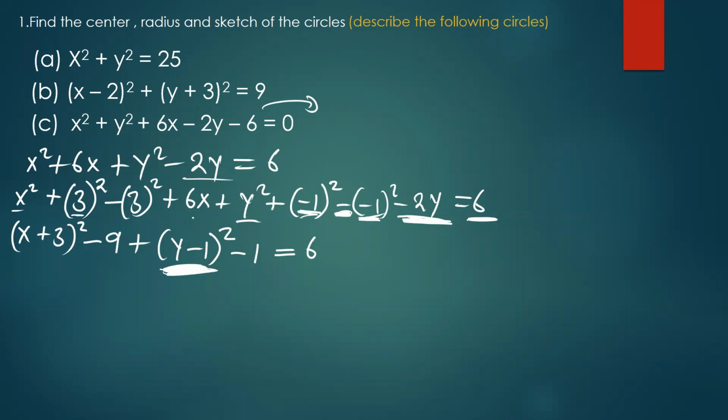And then let us now simplify the expression. So simplifying this expression, I'm going to have x plus 3 there. Then I'm going to say this is squared. And then I'll write this part as well. So I'm going to say plus y minus 1 squared.